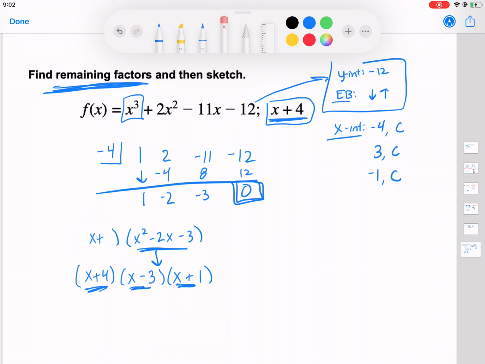If you forgot to put this x plus 4 down, that's okay, just as long as you factored this x squared minus 2x minus 3 to find the other two factors. That's all we're really doing, just finding the other two factors. And then you'd be able to sketch from there.